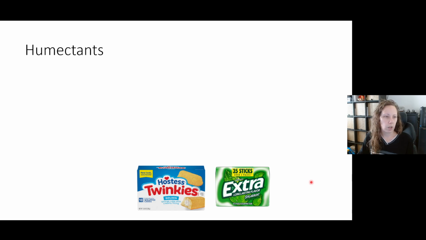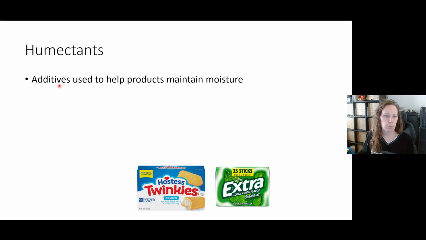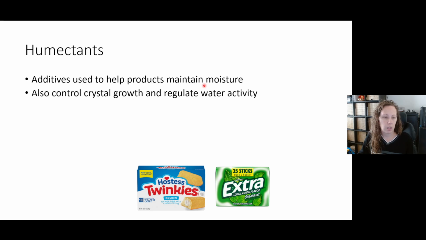Okay, the third one here is humectants. These are additives used to help products maintain moisture. In the other one, we're trying to keep the moisture out, and so that silica grabs any moisture and holds on to it and keeps it from interacting with the powder. With humectants, we're actually trying to keep moisture in the product so that it stays moist.